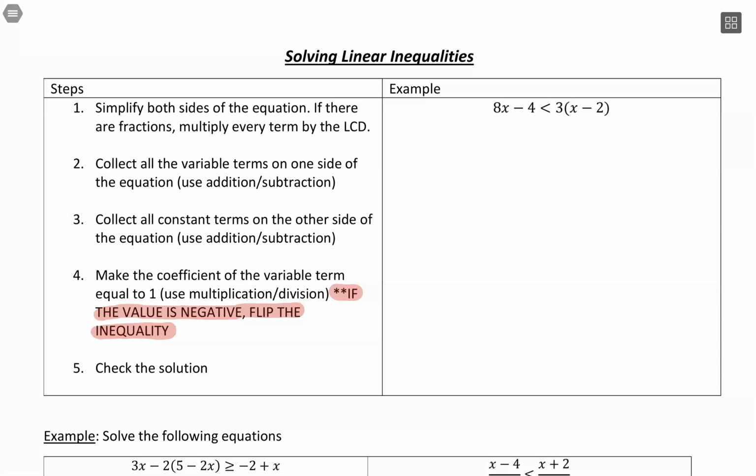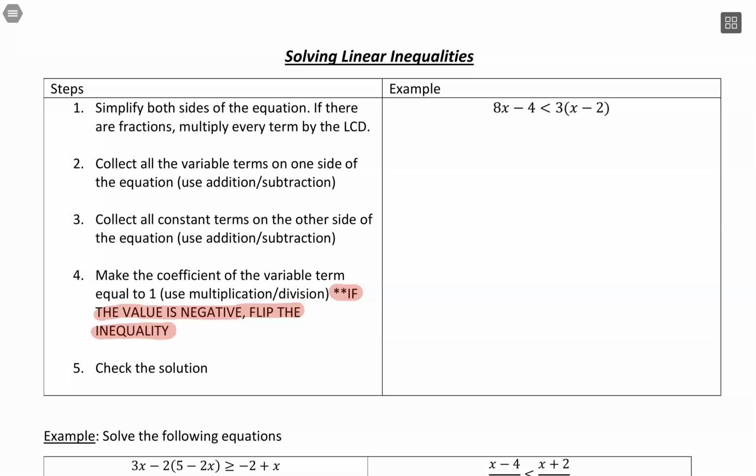And something we'll talk about is how to present our solutions. There'll be a few different ways. When we talked about inequalities before, we talked about the set builder notation, interval notation, and the graph. So we'll focus on the interval notation and graph portion today.